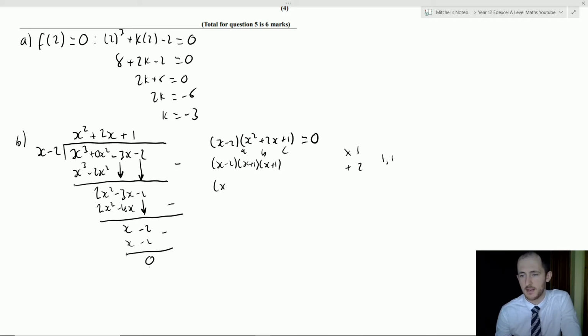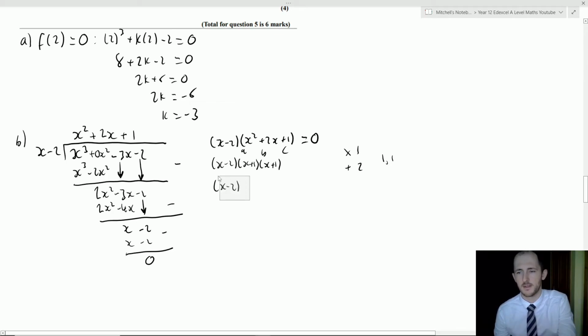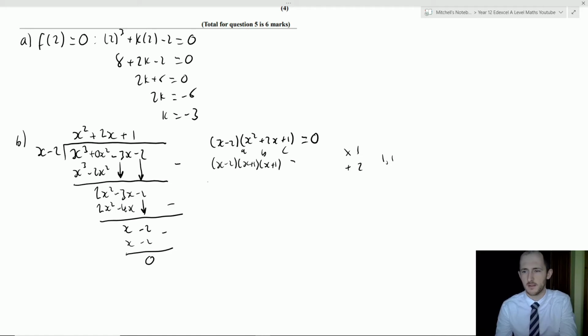So in other words, we have x minus 2. Actually, if I leave it there for a second, hold on. I just want to prove something to you. Our solutions now are going to be whatever the opposite of these brackets is. So x equals 2, x equals minus 1, and x equals minus 1. There's always 3 solutions. But because 1 is repeated, we don't have to include it. But there's still 3 answers. It's just 2 of them are the same. Okay? Hope that makes sense.